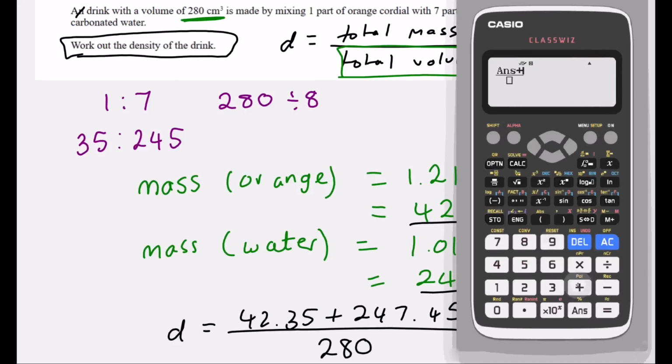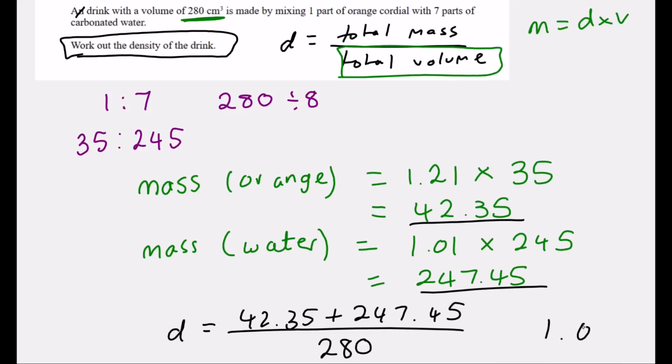So it's answer plus 42.35. That's the total mass over the total volume. And we get 1.035. And it's a density, so it's in grams per centimeter cubed.